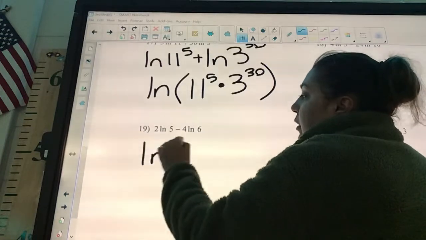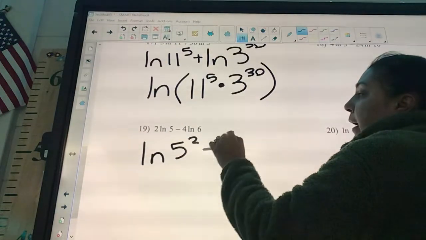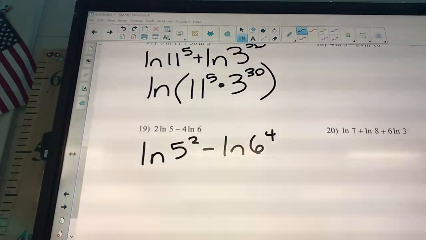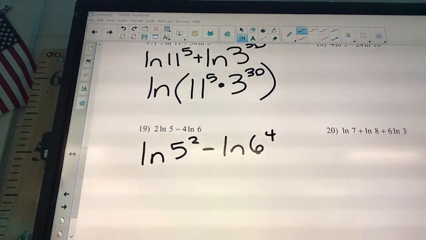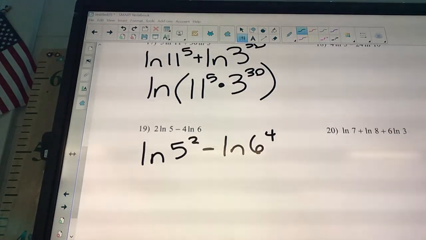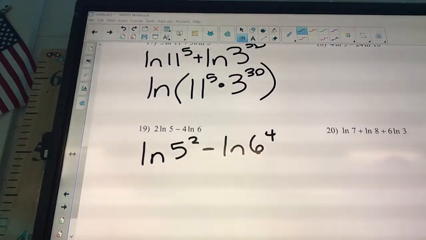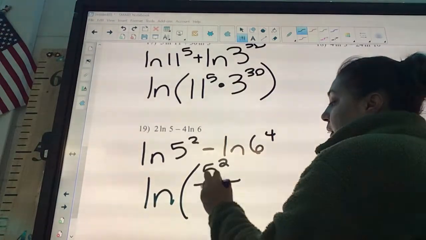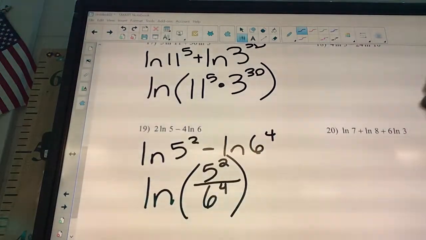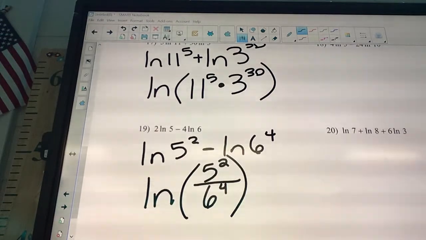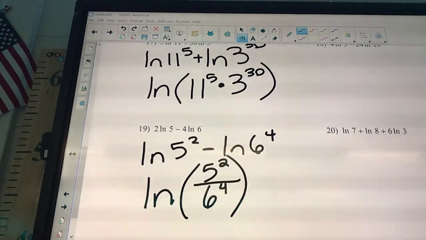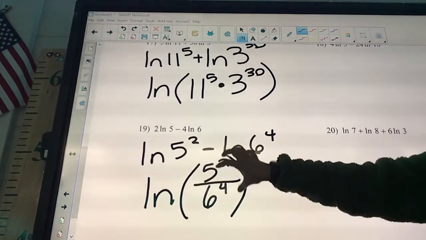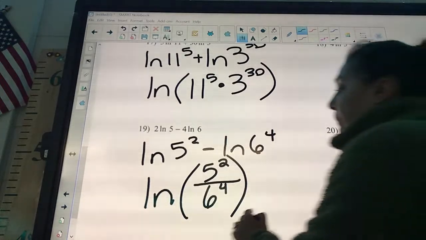Okay, we're going to get natural log of 5 squared minus natural log of 6 to the 4th. When it's squared, that always means 2, right? Yes. What do we do with the minus? We divide. Which one goes on top? The 5 to the second, over 6 to the 4th. Do we keep going or leave it? Leave it. Why? They both have exponents. Yep, they both have a power or an exponent, whatever you want to call it, and so we're going to leave it just like that.